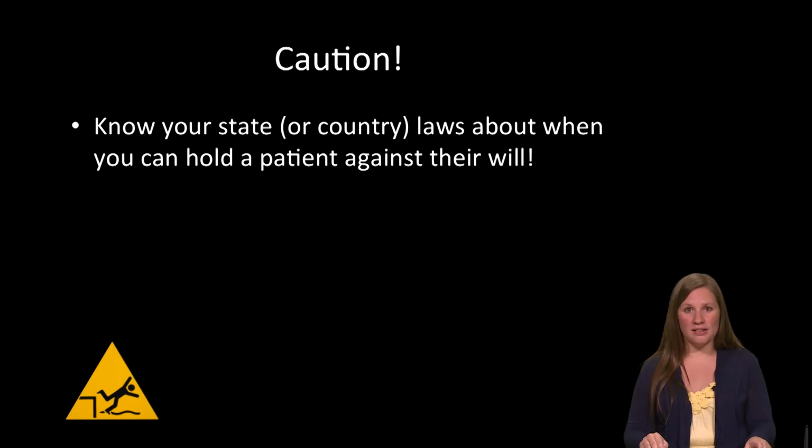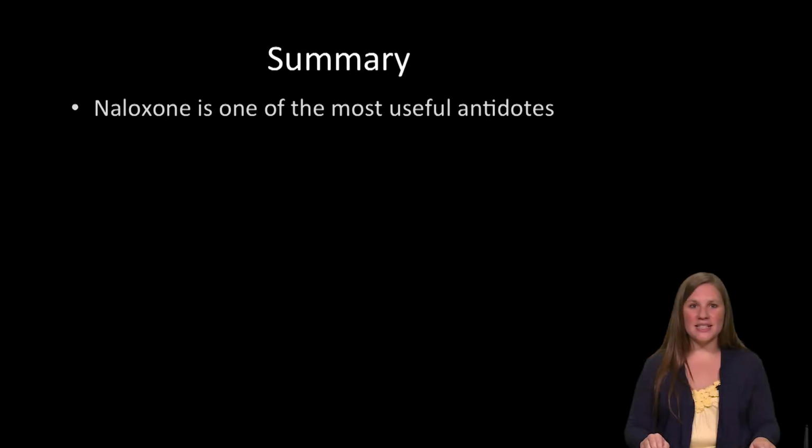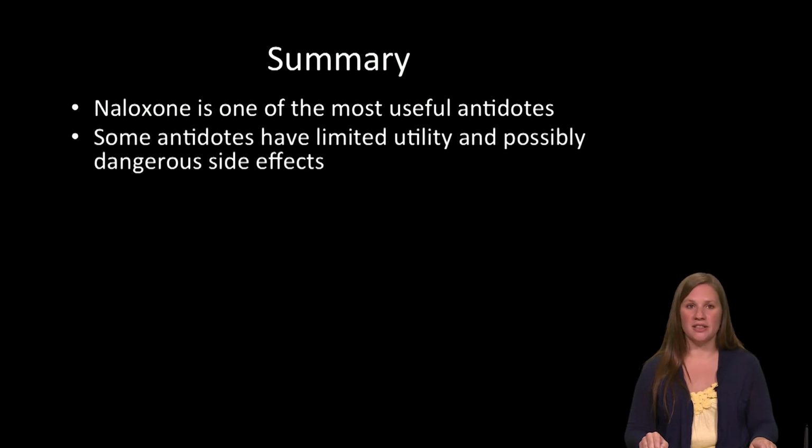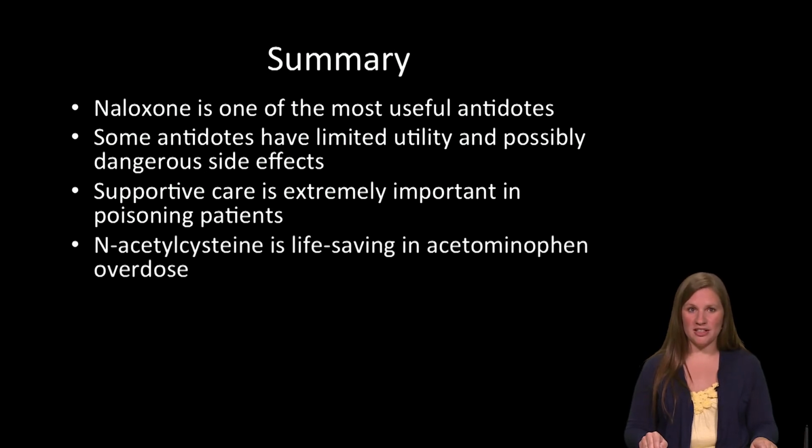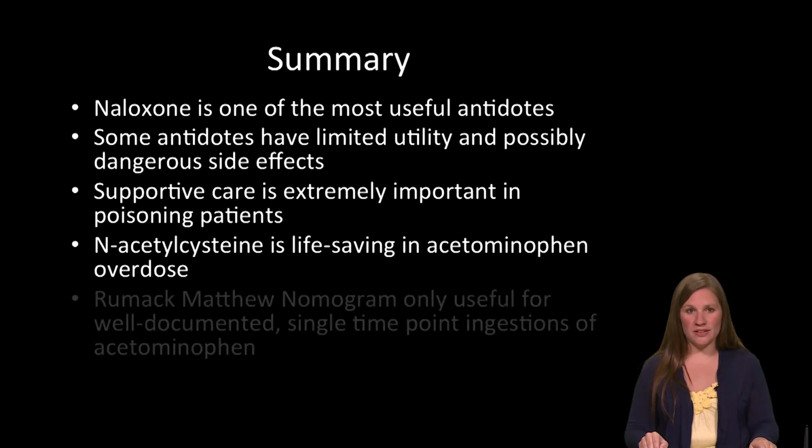So in summary, naloxone is one of the most useful antidotes. If you have a patient with opiate poisoning, you should consider naloxone because this may completely reverse their toxidrome without needing to intubate the patient. There are some antidotes, however, like flumazenil, that have limited utility and possibly dangerous side effects. Supportive care is extremely important in all poisoning patients, and N-acetylcysteine is life-saving in acetaminophen overdose.